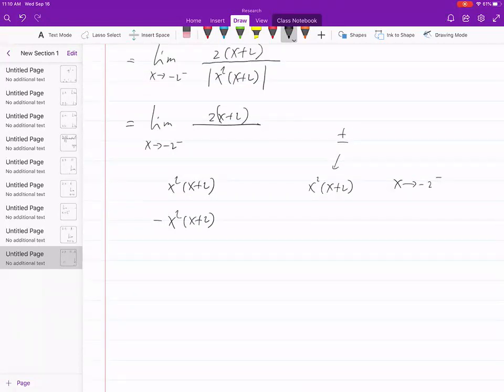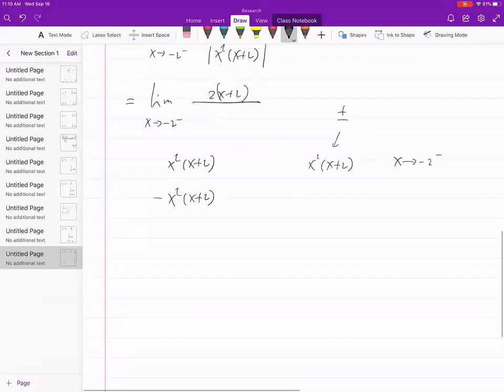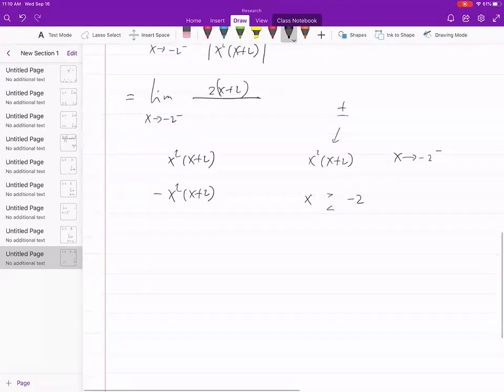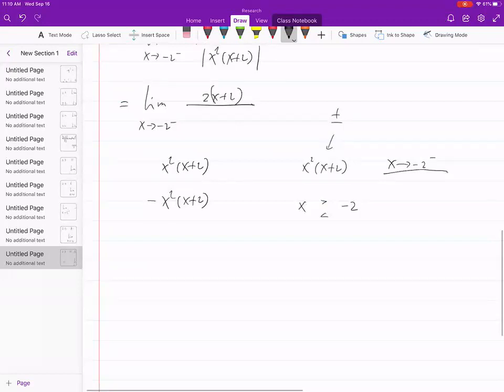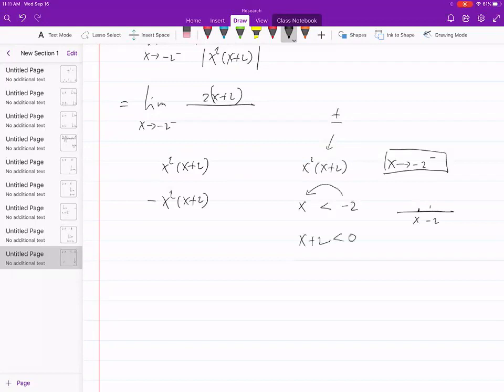Here is how we do the argument. Question 1, is x bigger or less than -2? If x goes to -2 minus, that means here is -2 and x is on the left. So x is less than -2. Based on this fact, what about x plus 2, which is nothing but moving this one to the other side? It should be less than 0.